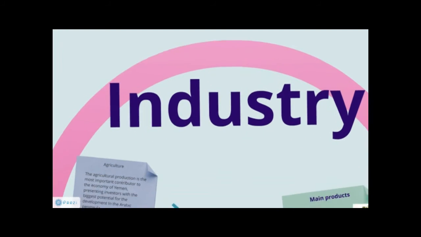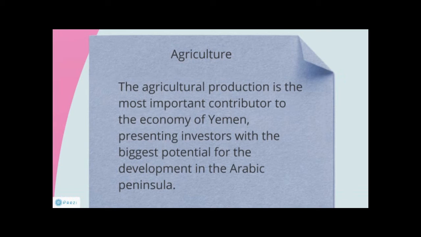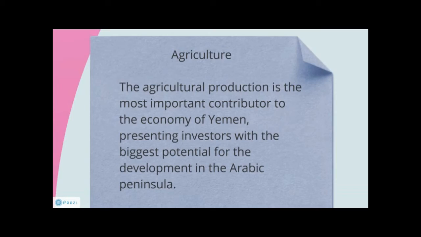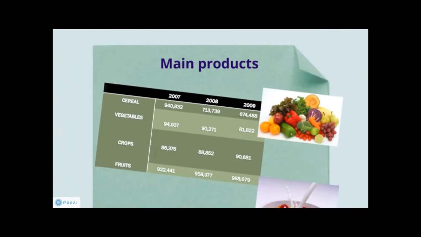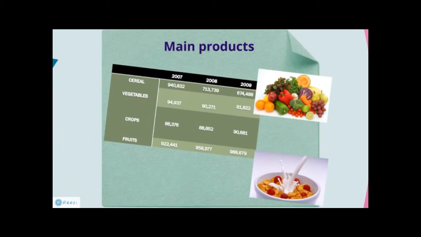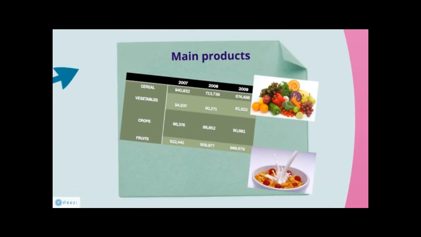Agriculture industry. Agricultural production is the principal contributor to Yemen's economy, presenting investors with the highest potential to develop in the Arabian Peninsula, explaining 20% of the GDP and 58% of employment. The agricultural sector of Yemen enjoys the advantage of a great amount of labor. The main products that Yemen exports are cereals, vegetables, commercial agriculture, and fruits. For example, milk, eggs, fish, bananas, wheat bran, dry onions, and green coffee.